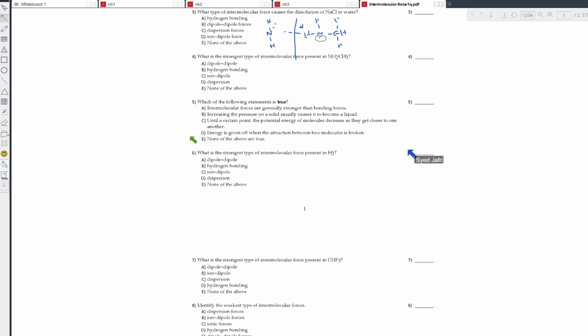One important thing: sometimes we don't know the correct answer. In that case, use the elimination technique, because some answers are definitely wrong. Everyone knows this is wrong. So you can also use that technique if you are not able to get the answer directly.